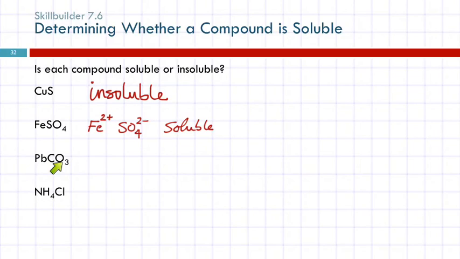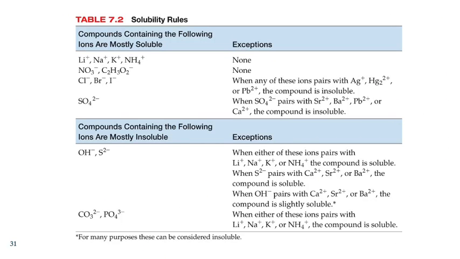This would be lead 2 carbonate. So this contains lead 2 ions and carbonate ions. We look at the Pb, that's the first ion, and we cover that up. Everything else is part of the second ion. There's only 2 ions. So then we go back to the table. We're looking for lead 2 and carbonate. We go through here, nothing. Oh, there's carbonate. Mostly insoluble, except lead is not one of the exceptions. So lead carbonate must be insoluble.